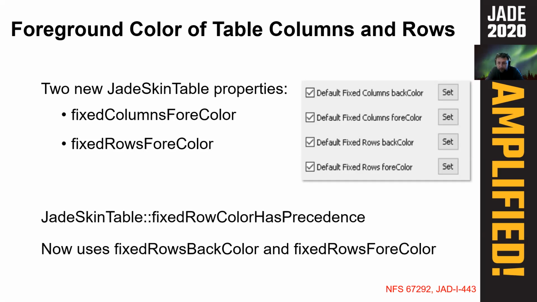It now specifies whether cells that are in both the fixed row and a fixed column are drawn using the value of the fixed row's back color and the fixed row's fore color properties. Previously, we were only using the value of the fixed row's back color property. The JADE Skin maintenance dialog controls sheet has been updated to include the new properties.